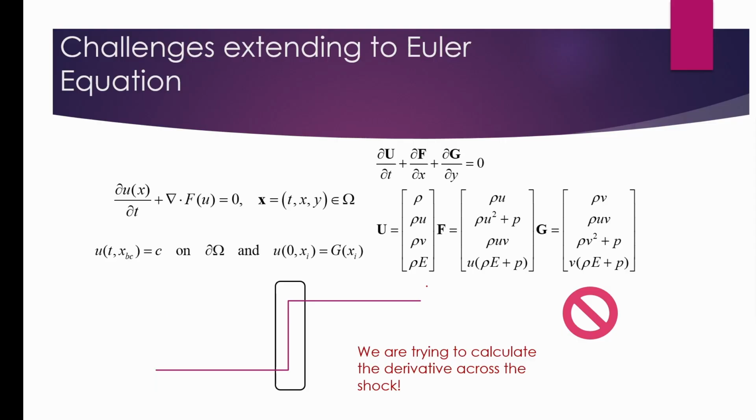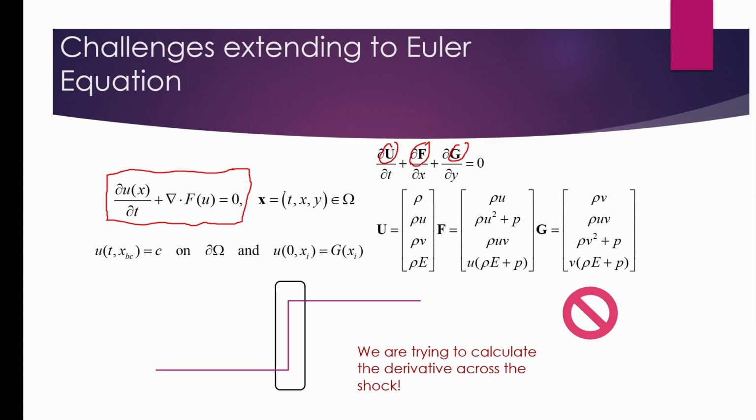So Euler equation is quite fascinating because it does not have any viscosity and is one of the governing equations in supersonic flows. Here U is the conservative variable, F is a flux variable and G is also a flux variable. So this is the general form of Euler equation.